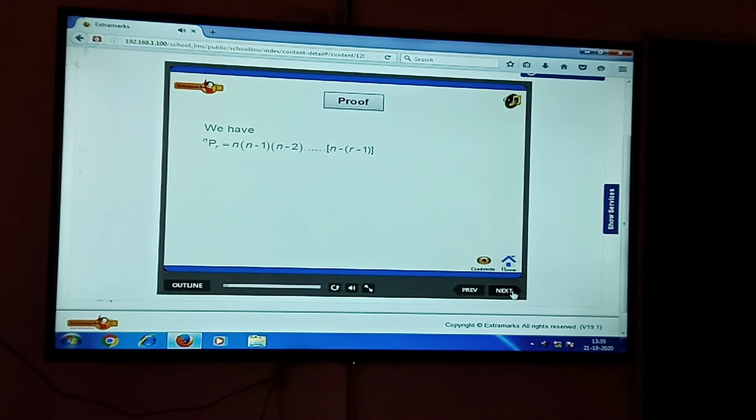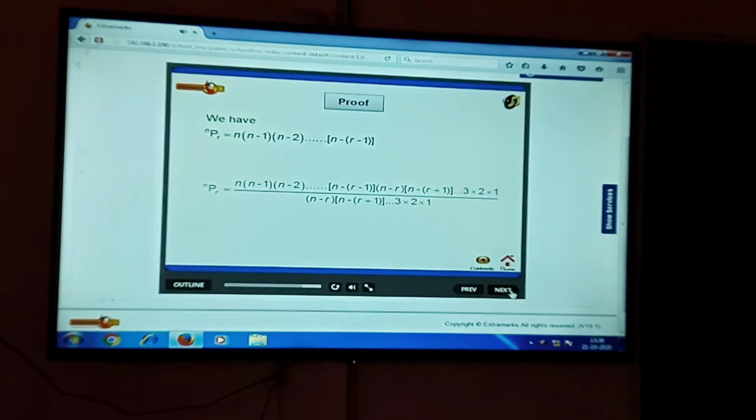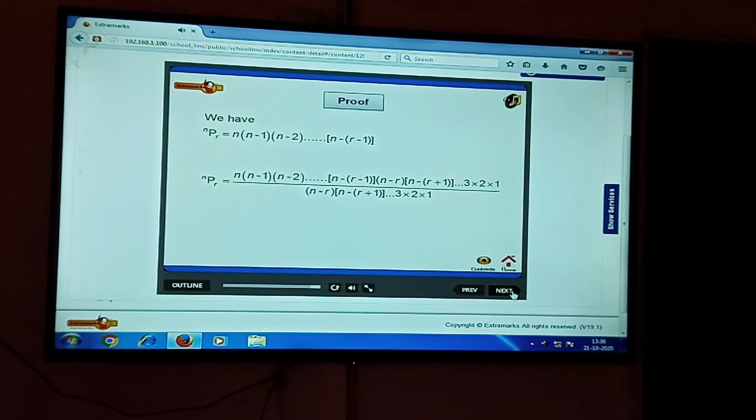Here is the proof of the formula. We have nPr is equal to n into (n minus 1) into (n minus 2) and so on up to (n minus r plus 1). To convert it into factorial notation form, it can be written as follows. Hence, we get the result as factorial n upon factorial (n minus r), where r is greater than or equal to 0, but less than or equal to n.